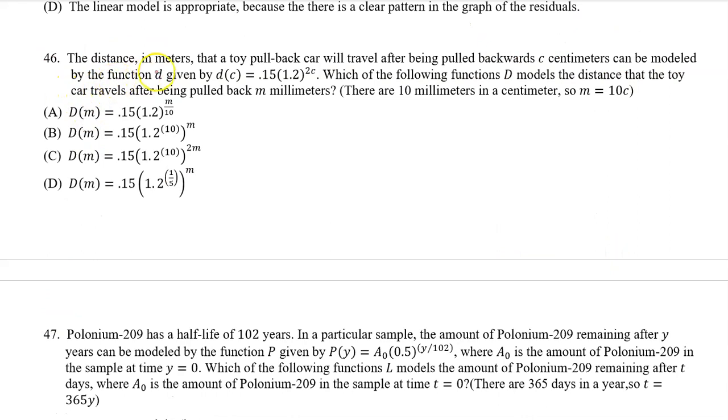Number 46. The distance in meters that a toy pullback car will travel after being pulled backwards c centimeters can be modeled by the function d, given by d of c is equal to 0.15 times 1.2 to the 2c power. Which of the following functions d models the distance the toy car travels after being pulled back m millimeters? There are 10 millimeters in a centimeter.